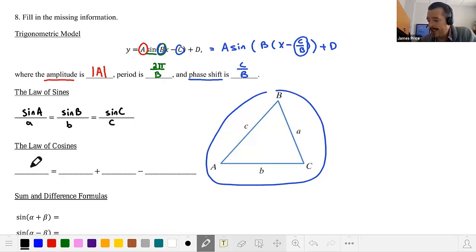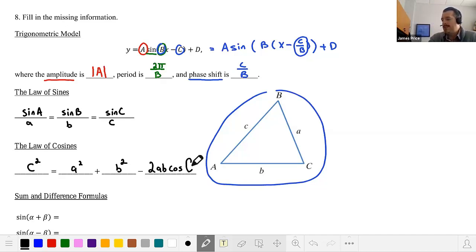The law of cosines is kind of like a generalization of the Pythagorean theorem. So it looks like this: c squared equals a squared plus b squared. And of course, it's not exactly equal to just a squared plus b squared, because it's not really a right triangle. It's any old triangle. So there's a slight correction term here: minus 2 times ab cosine of angle C.